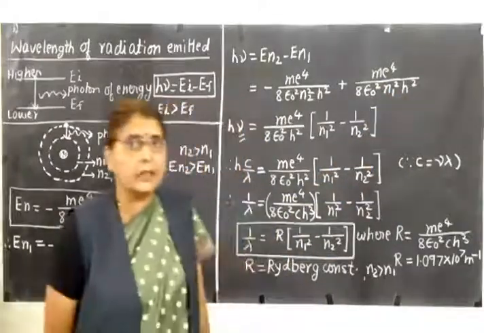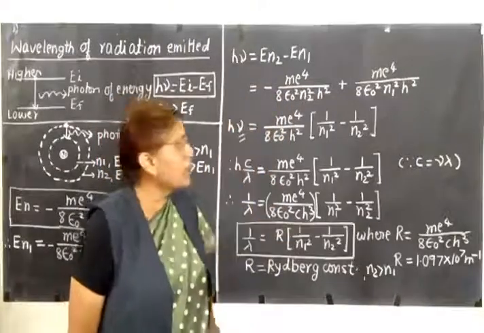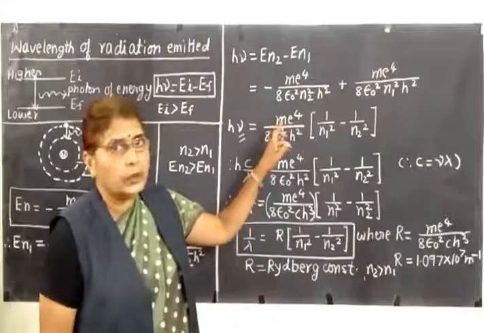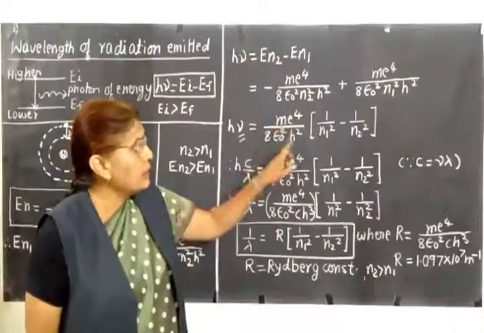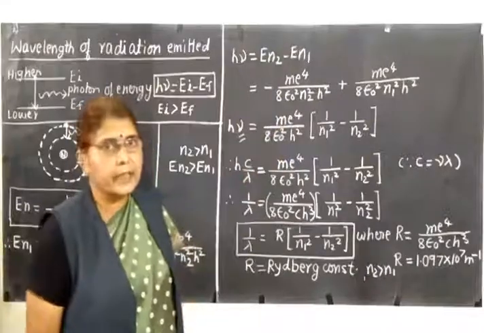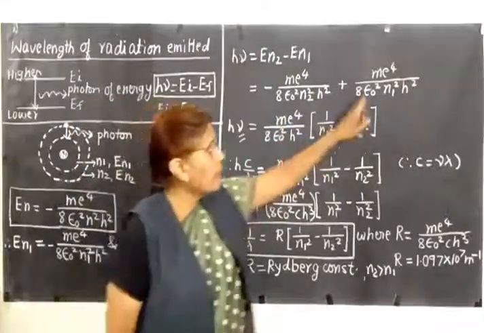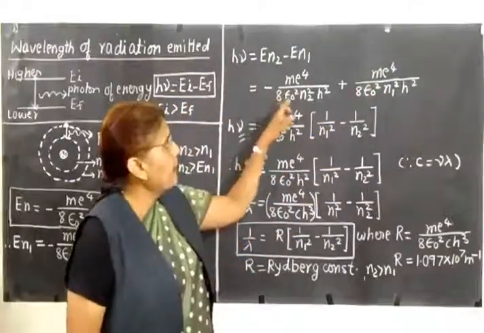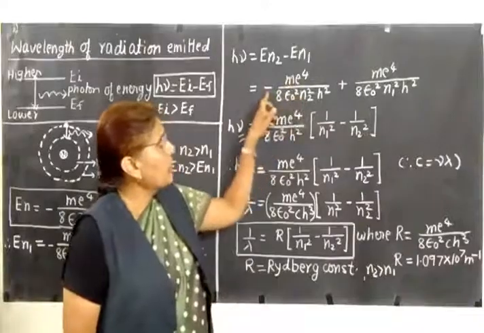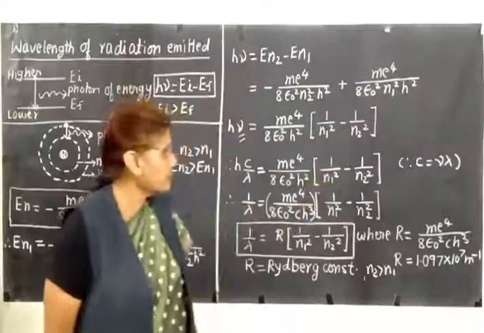Let us simplify the two terms. We shall find out what is common in the two terms. You will find that common in the two terms is m e raised to 4 by 8 epsilon 0 square h square. Then what remains in the bracket? We shall take the positive term first. Here 1 upon n1 square remains with plus sign, and here 1 upon n2 square remains with minus sign, so minus 1 upon n2 square.